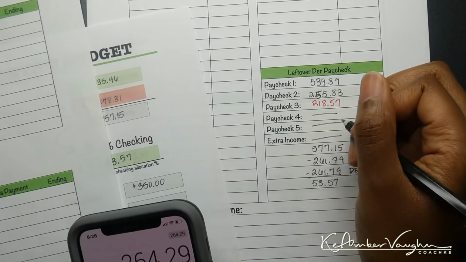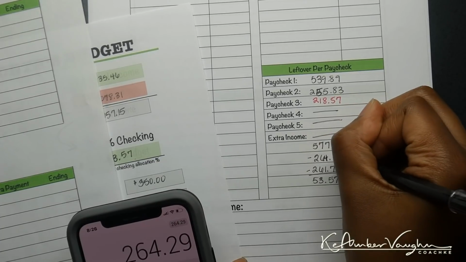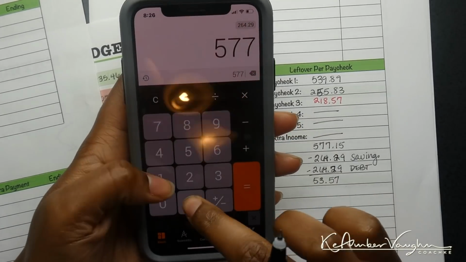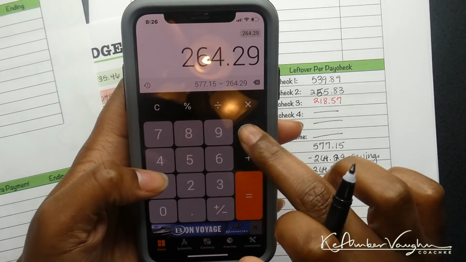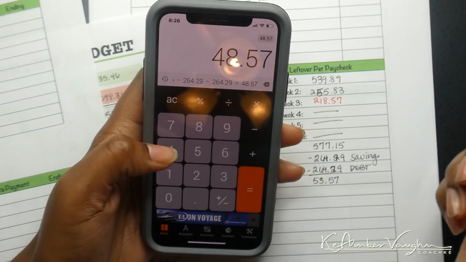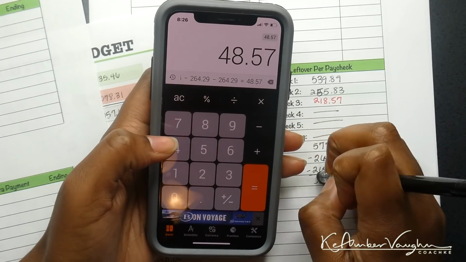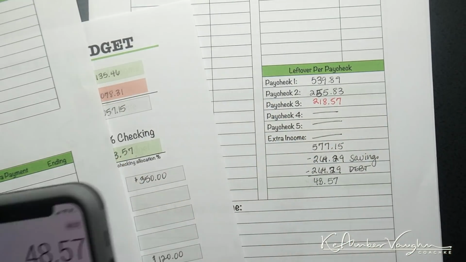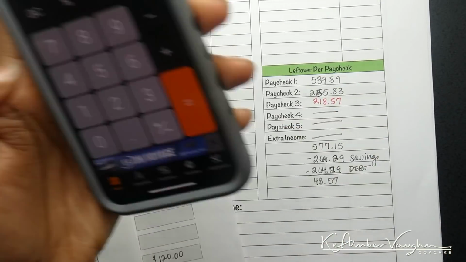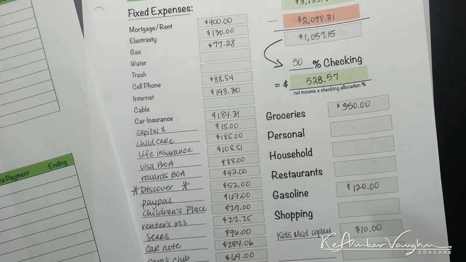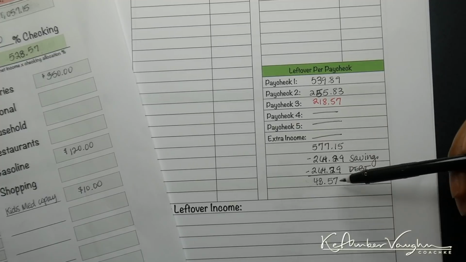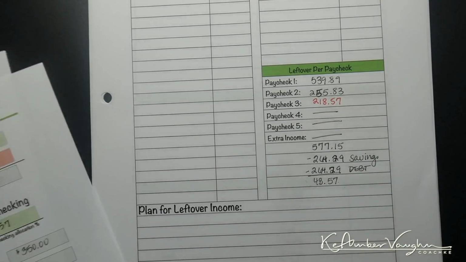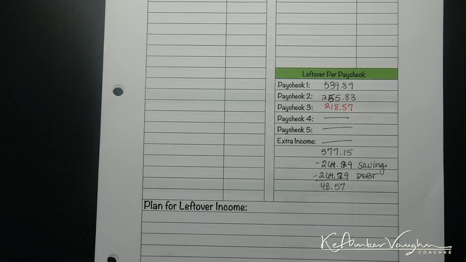So when we go back here, if we do 6429, that means what we actually have left over is 48.57. So if we add that plus the 480, we get the 528.57 that we should have. As far as what she should do with this extra, honestly, I would just keep it in the checking account as a cushion. And then if you underspend, then you have even more of a cushion.